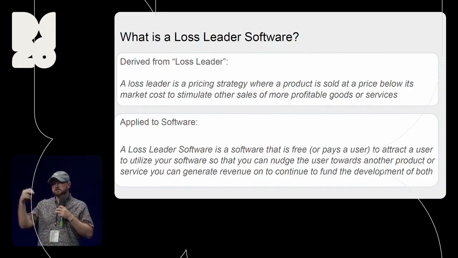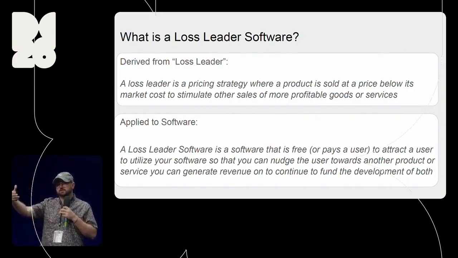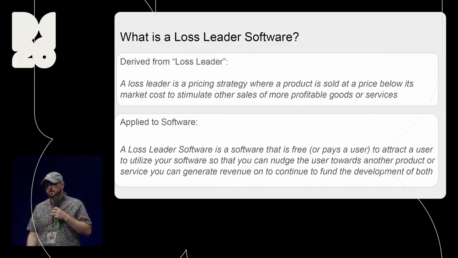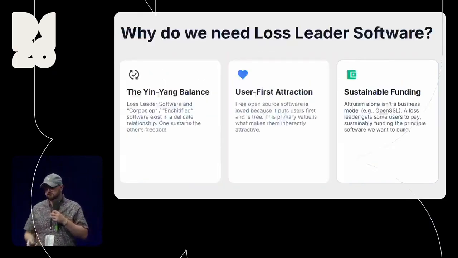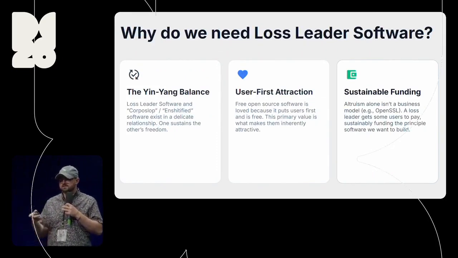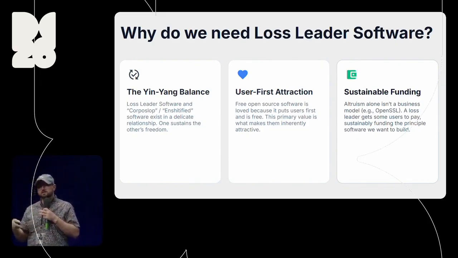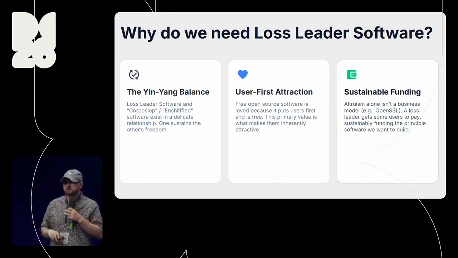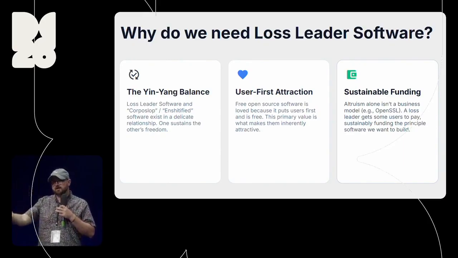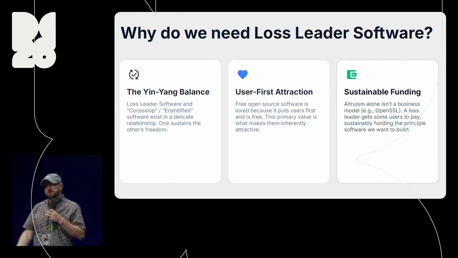So if you can get users in the door, then you can somehow convert some of them into a paying user. And so what I want to talk about is why do we actually need this loss leader software? I'm sure many of you guys have realized that we still haven't achieved the next billion users yet. There's a yin and yang balance that occurs here, and in order to get that next billion that we talked about for years, you first have to actually bring the users on-chain, and then once you bring them on-chain, that's when you can try and derive value from their different usages and stuff.